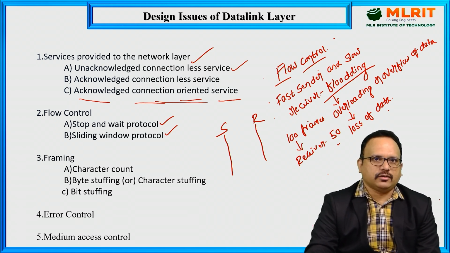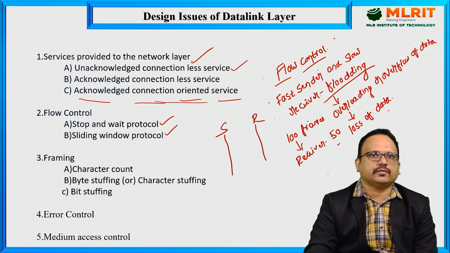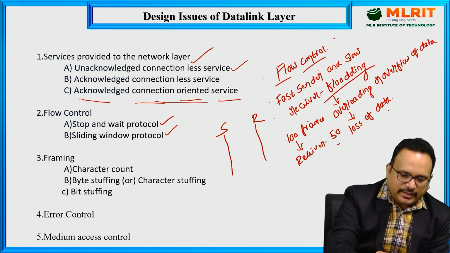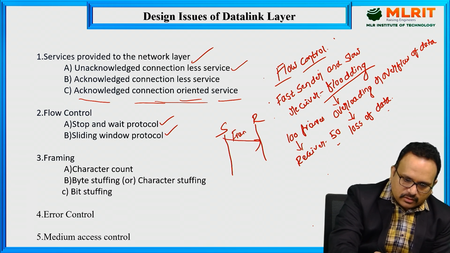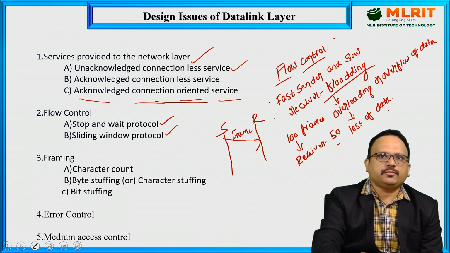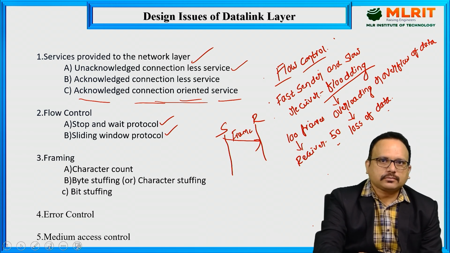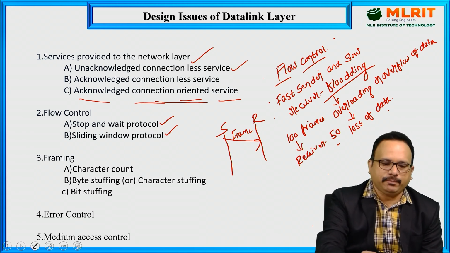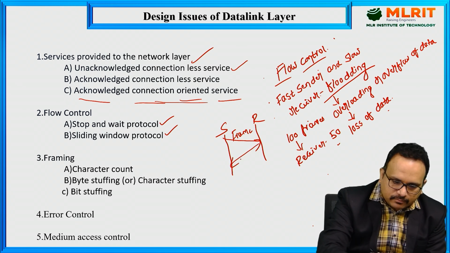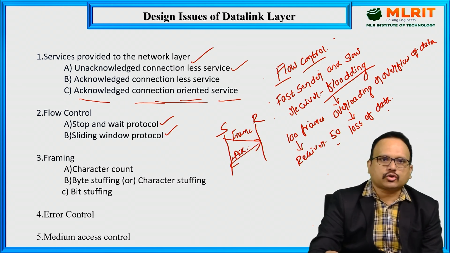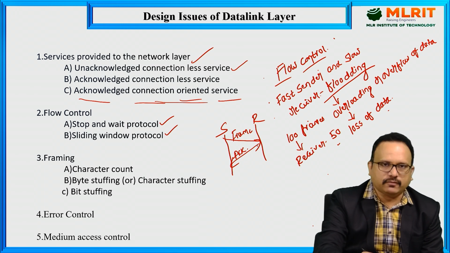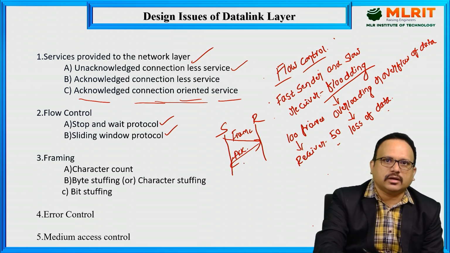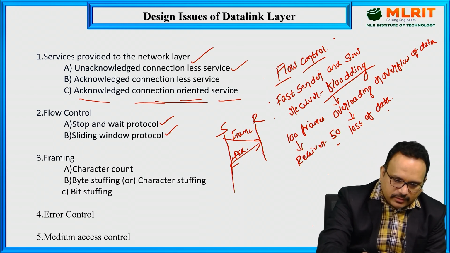Just to give an overview of stop and wait: first the frame is transmitted by the sender to the receiver. After receiving this frame, the receiver sends an acknowledgement. Once the frame is transmitted, the sender will stop and wait for the acknowledgement from the receiver. Once the acknowledgement is received, he is going to transmit the next frame.